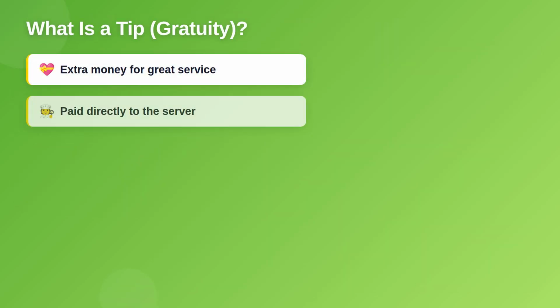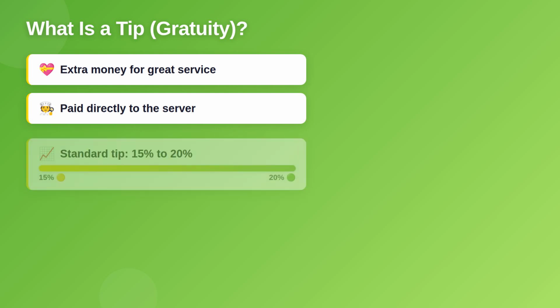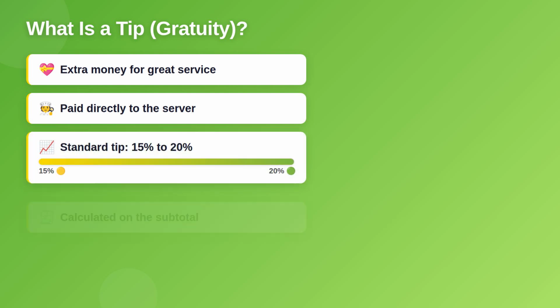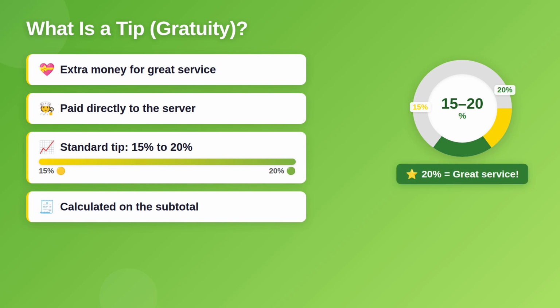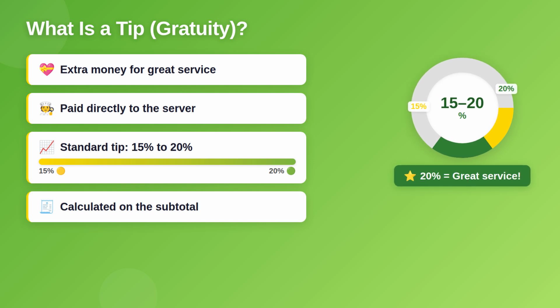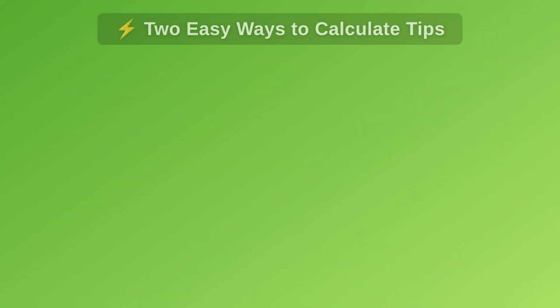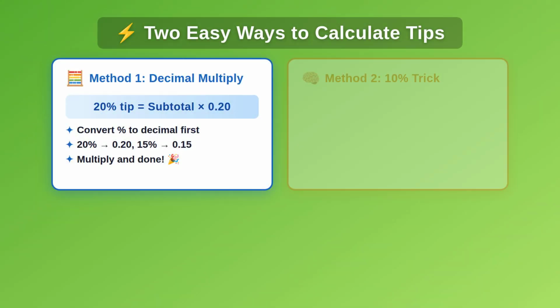Now, Maya's friends are arguing about the tip. One friend says $5, another says $2. Maya says, wait, there's actually a math way to figure this out. A tip, also called a gratuity, is extra money you leave for your server to say thank you for great service. In the U.S., a standard tip is between 15 and 20%. Great service? Leave 20%. The cool part, you calculate the tip based on the subtotal before tax is added. Let's see how Maya figures it out.